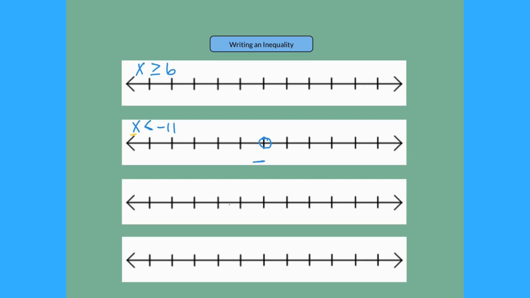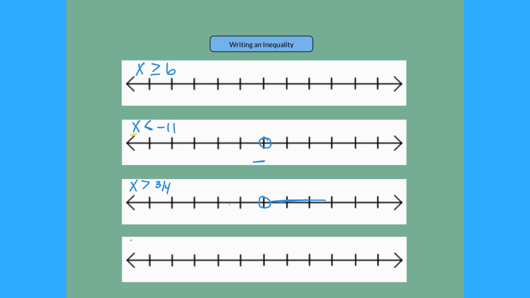So same thing on this one. Start with a variable. My number that the dot's on is 3/4. And then it's shading to the right, so bigger than or greater than. This is also an open circle, so I don't want the equal to part underneath.